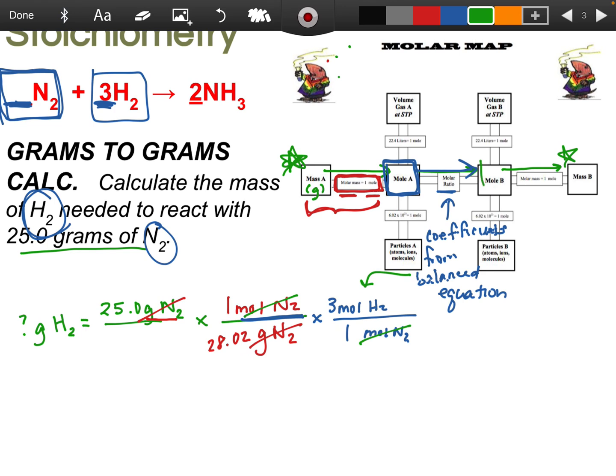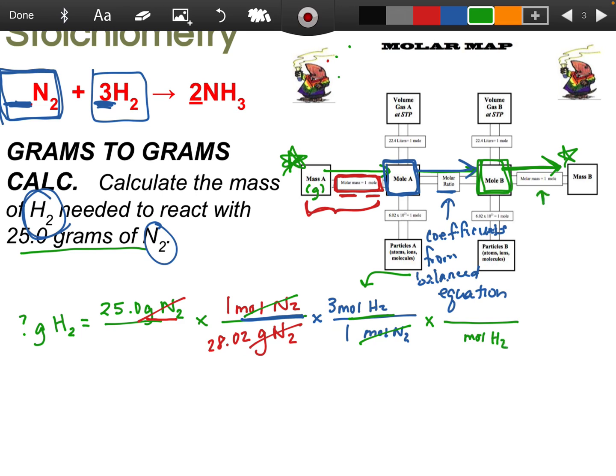Now on our mole map, we have gotten over here to moles of B. So now we only have one more step to do. We have to convert again from moles to grams, but in this case, we're converting from moles to grams of hydrogen. So whatever unit you start with on the top gets transferred to the bottom of the next step.